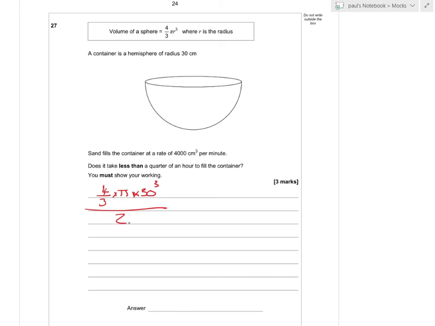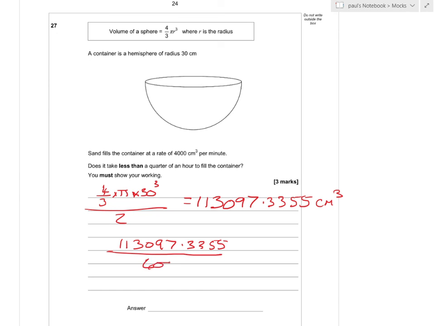And I'm going to divide the whole thing by 2. So 4 divided by 3 times pi times 30 cubed equals 113097.3355 centimeters cubed. So that's how big that thing is, yeah? Now we're going to fill it up with 4,000 a minute. So if we take the 113097.3355 and divide it by 4,000, that's 28. 28 minutes.